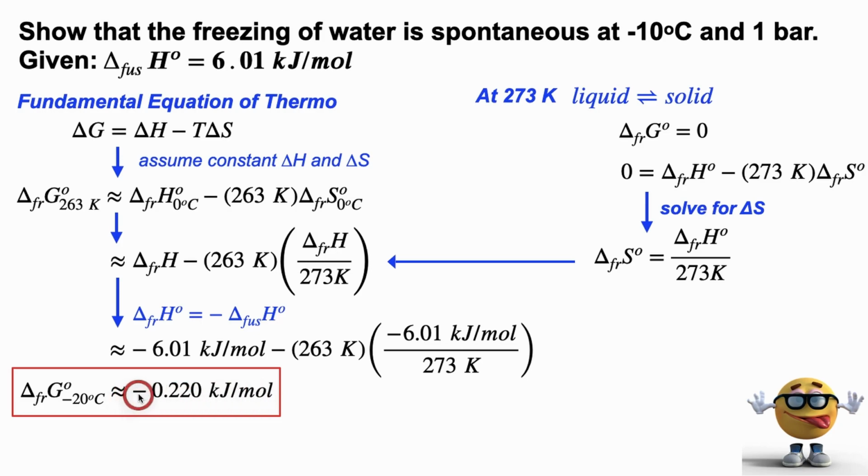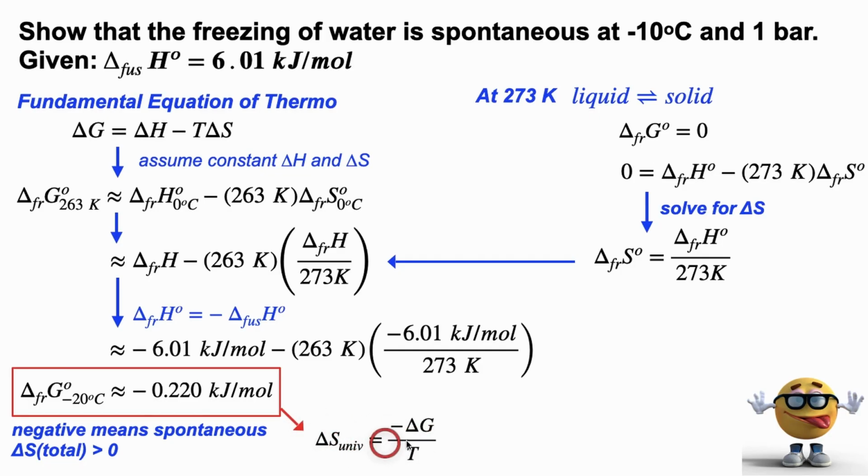It's negative, therefore the process is spontaneous, and if it's spontaneous, the entropy change of the universe is greater than 0. We can solve for the entropy change by using this equation here. I could derive this. This is from the second law of thermodynamics. Let me know if you want to know where this equation comes from. But anyways, we can plug in our delta G, and we're left with an entropy change that's greater than 0, and life is good.